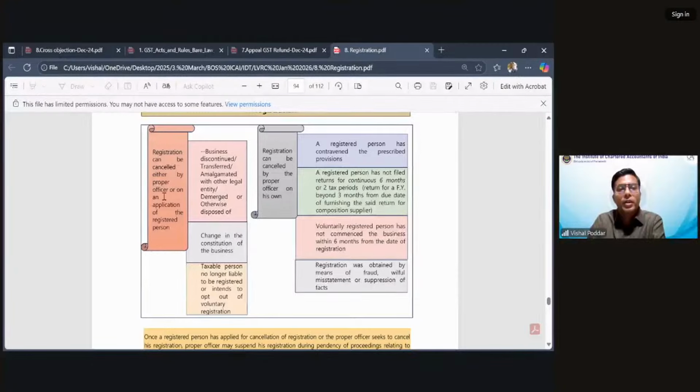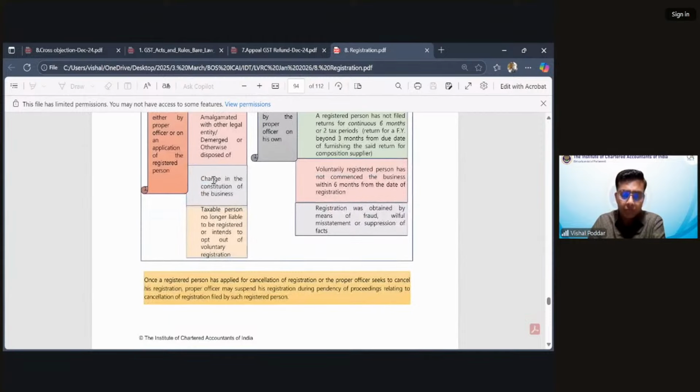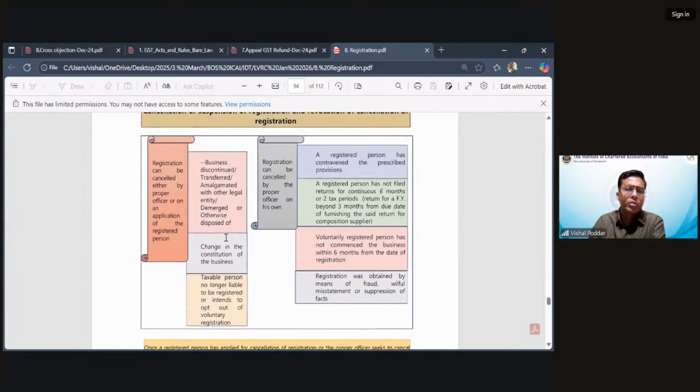Registration can be cancelled either by the officer or on an application by the registered person. Now, in both cases, it will be done where you can apply and it will be cancelled, where it is not your fault and it is in normal course, there is no fraudulent activity. So when this will happen, you are discontinuing the business, or the business is being transferred, or it is amalgamated or demerged with some other entity, or there is change in constitution, or you do not require the registration any longer. Why? Because there is no business or the business is below the limit.